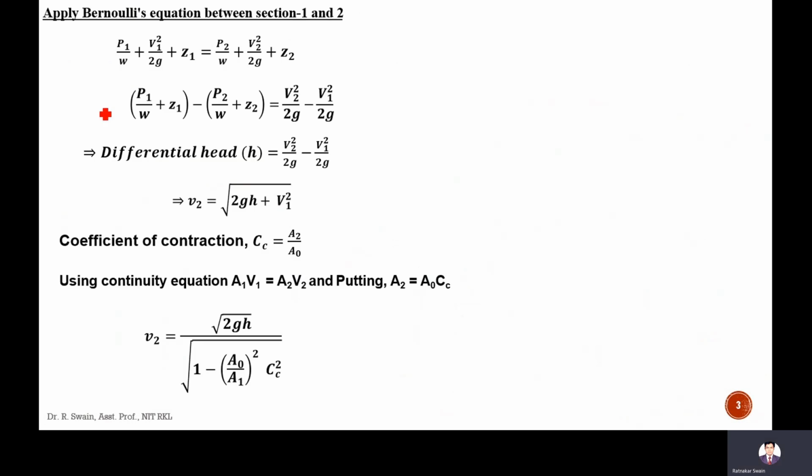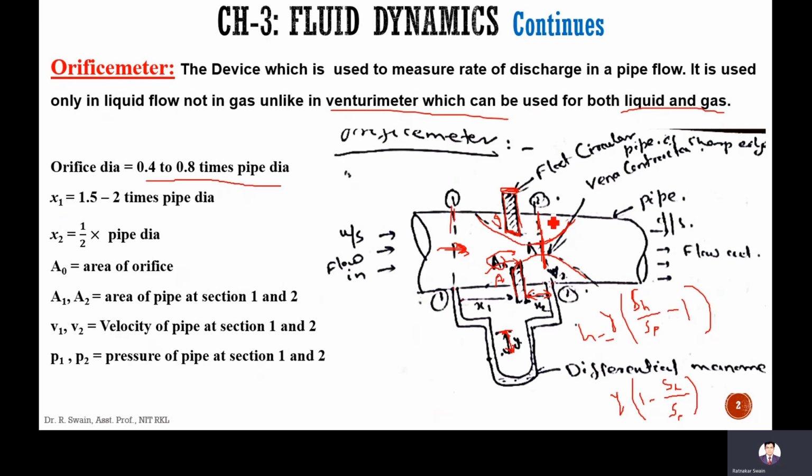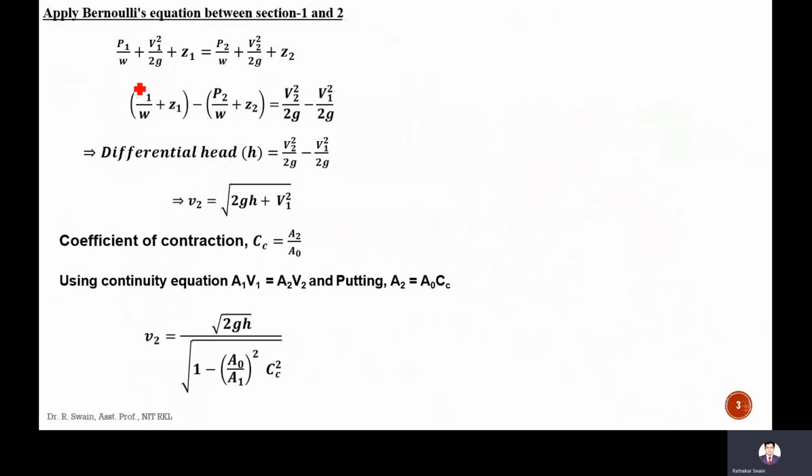Applying Bernoulli's equation between section 1 and the vena contracta section, P1 by rho g plus V1 square by 2g plus Z1 is equal to P2 by rho g plus V2 square by 2g plus Z2. Here rho g is the unit weight of water. So I can write (P1 by rho g plus Z1) minus (P2 by rho g plus Z2) is equal to (V2 square minus V1 square) by 2g.